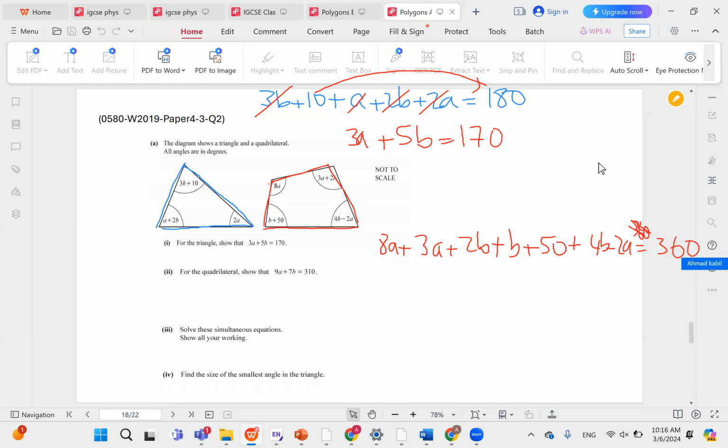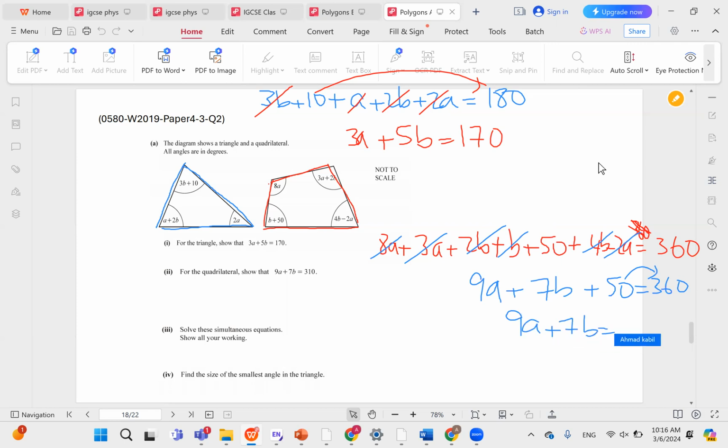And then we collect the like terms. So we have 8a plus 3a, that's 11a. 11a minus 2a gives us 9a. And then for the b's, we have 2b plus b, that's 3b, plus 4b, that gives us 7b, plus 50 equals 360. Therefore, if we subtract 50, we get 9a plus 7b equals 310. So the second equation is proved.